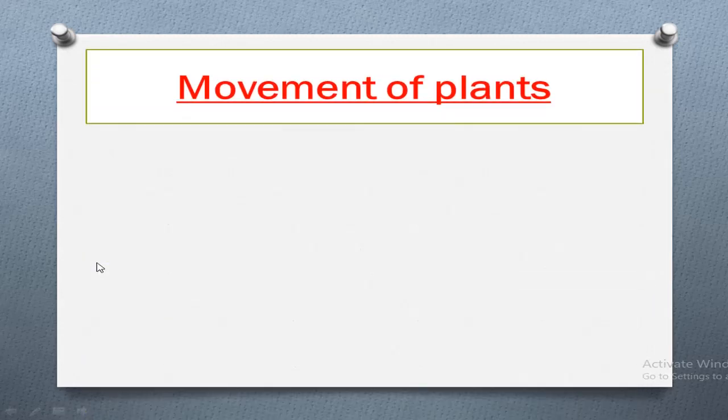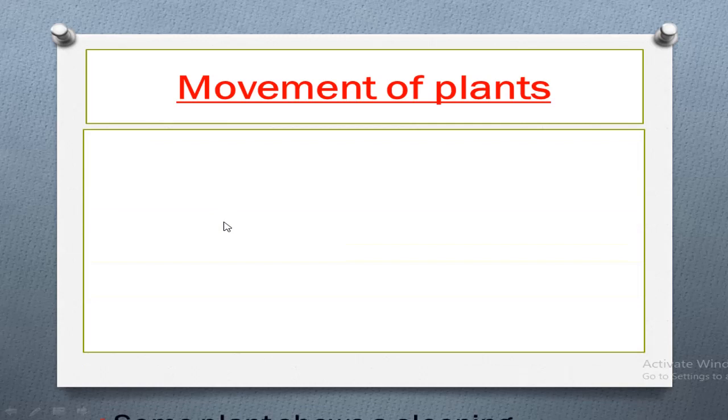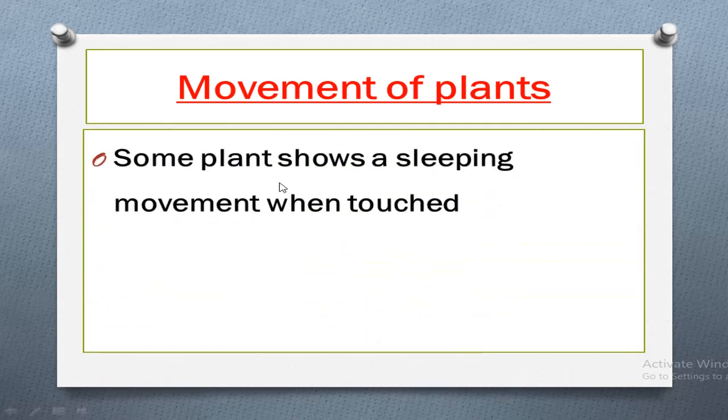Then we will go to learn about movements of plants. Some plants show sleeping movements when touched.